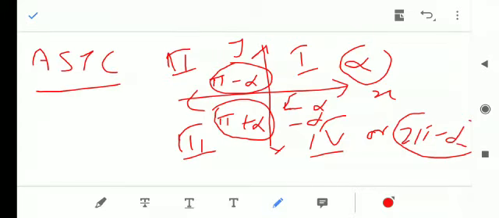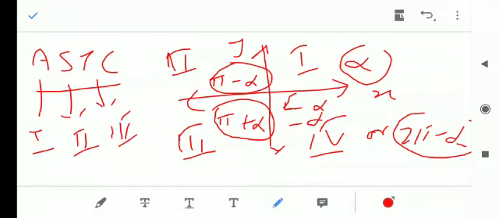It means all trigonometric ratios are positive in the first quadrant. Only sine and cosec are positive in the second quadrant. Tangent and cot are positive in the third quadrant, and cos and sec are positive in the fourth quadrant. And the rest of the trigonometric ratios are negative. These things must be written: all trigonometric ratios; sine and cosec; tangent and cot; and cos and sec in the fourth quadrant.